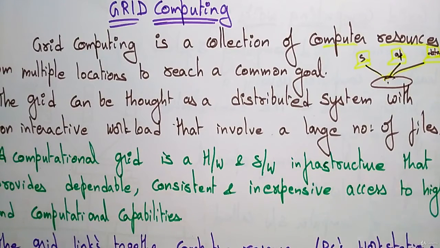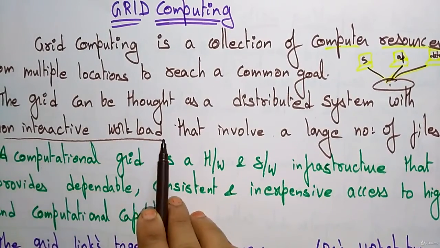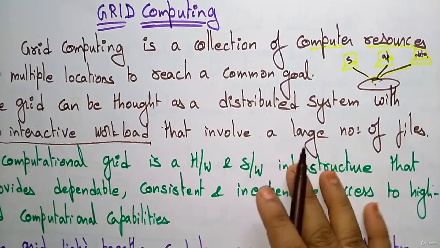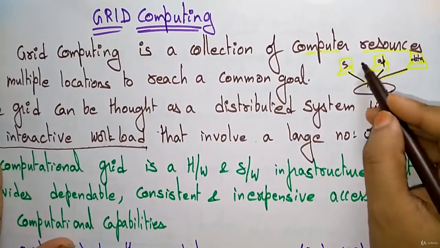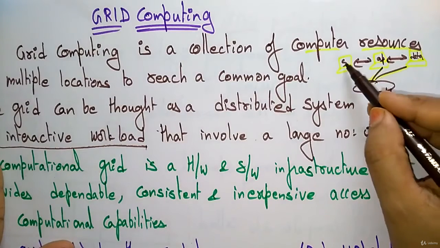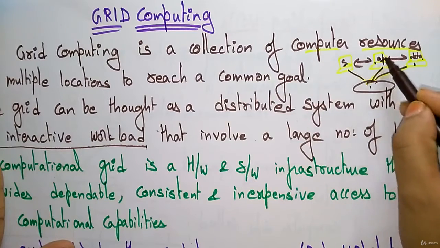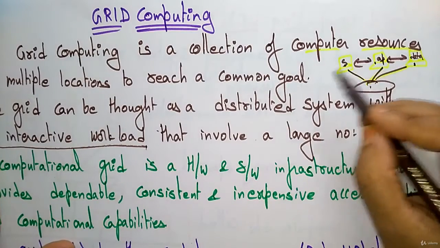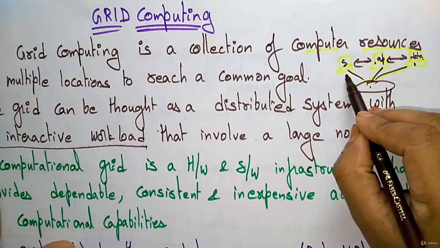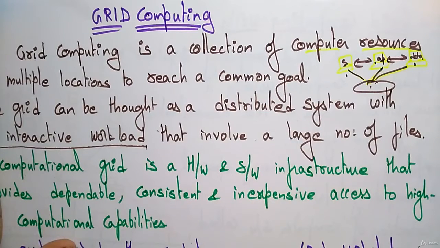Actually, grid computing is just like a distributed system, but the only difference between the distributed system and grid computing is that grid computing is a non-interactive workload that involves a large number of files, whereas in a distributed system there is an interaction between the systems and between the resources. In a distributed system, a large work is divided into different groups, and there is an interactive workload between the systems. Once this work is completed, then only the next one proceeds, so a dependency relationship is there.